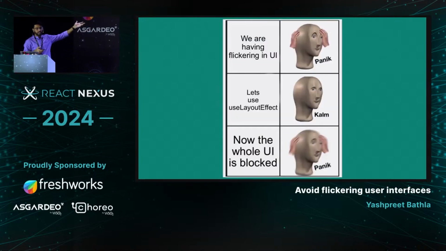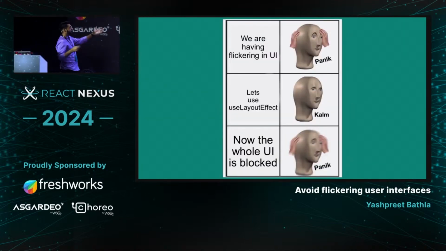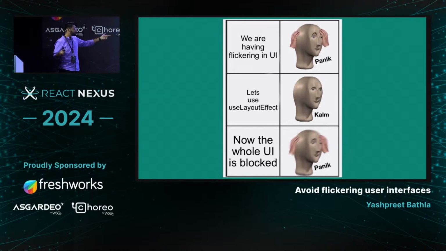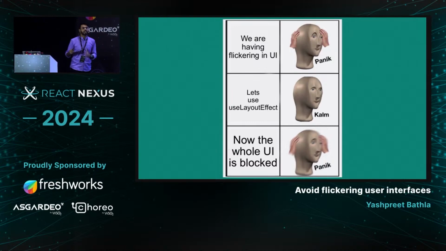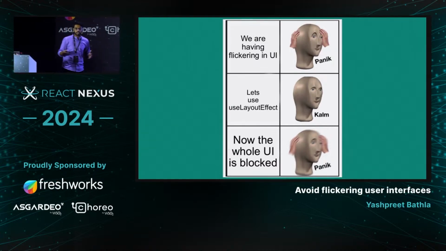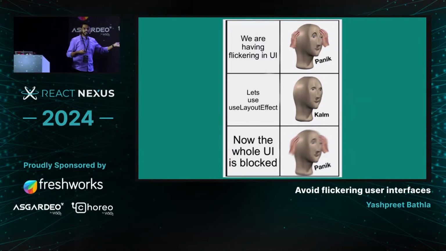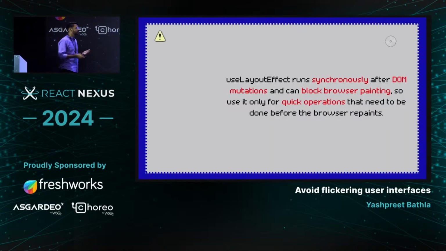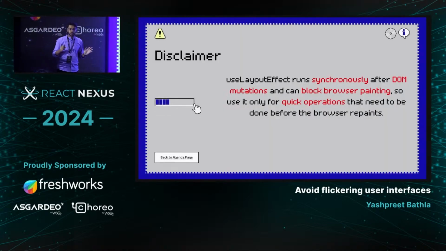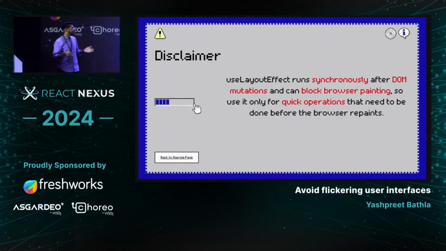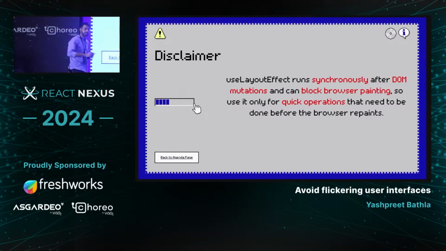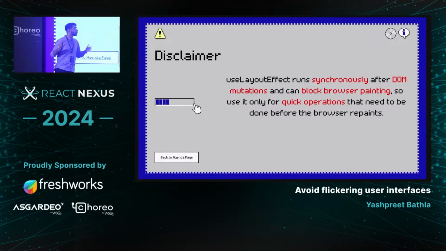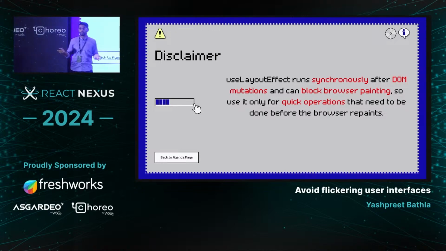But now we have a flickering UI, we had a problem, we were panicking. Okay, let's use layout effect. But now the whole UI is blocked. Why? As I mentioned, right, UI can be blocked. The first paint will also be blocked. So if you have a very big operation in the useLayoutEffect, it will block the whole UI, and we don't want that. So it's a very big disclaimer. Whenever you use a useLayoutEffect, because it runs synchronously and after DOM mutations, it can block the browser painting. The browser will not paint, it will be a blank screen. So use it only for quick operations that need to be done before the browser repaints.